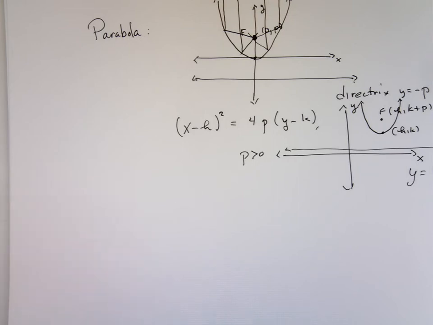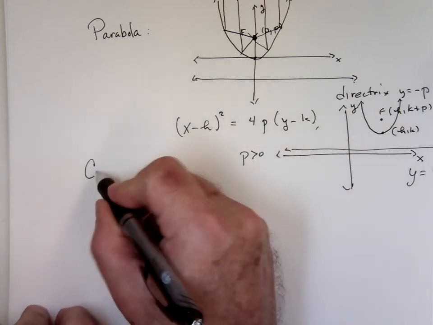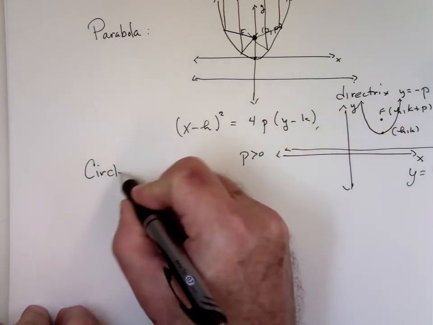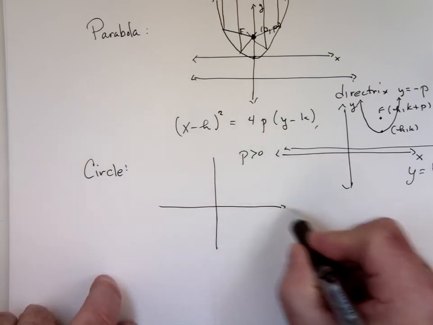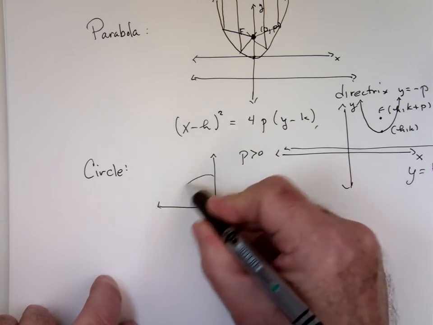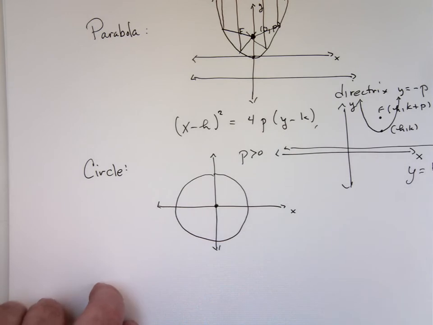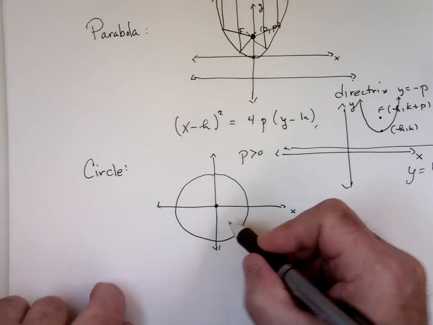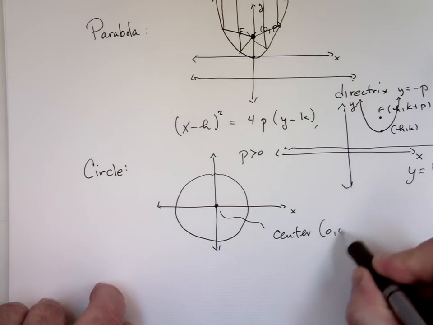All right, let's go on, let's take another conic section. Let's take a look at a circle. This should be old stuff. A circle is the set of points in a plane a given distance from a given point. The given point is the center. Let's start our center at (0, 0).